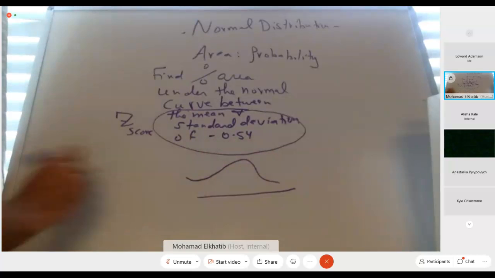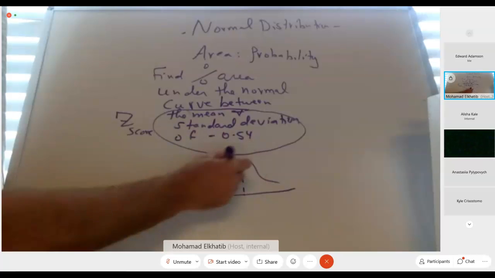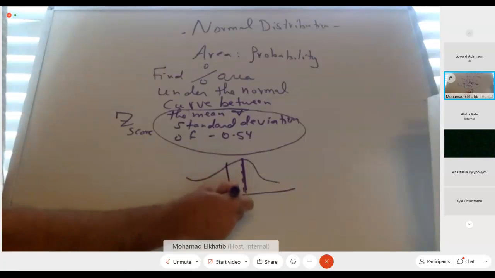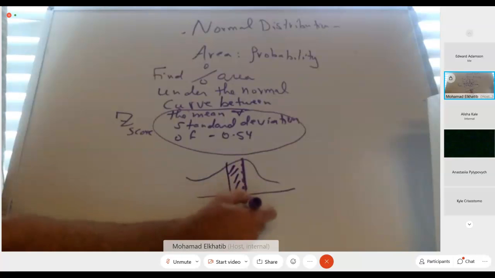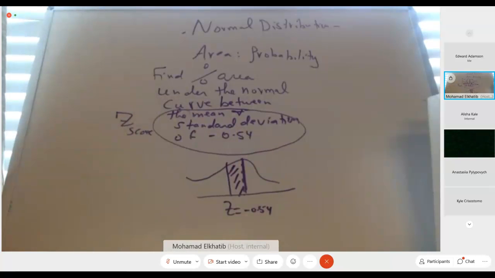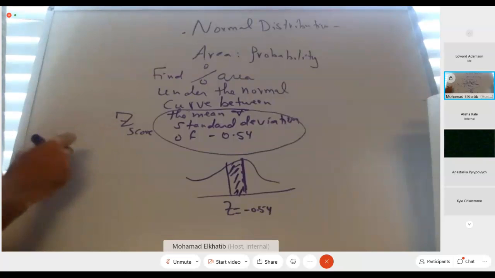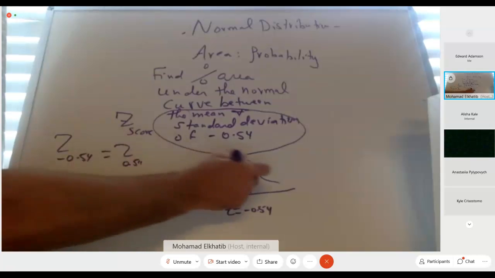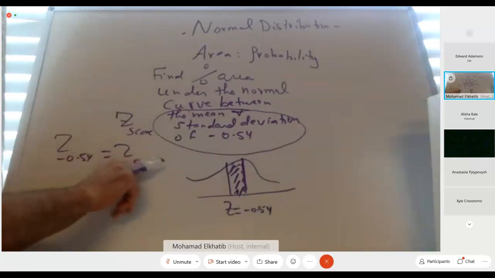So here's my normal distribution curve, right? Z is 0 over here, right? This is the mean at the peak. Where is negative 0.54? Right here. So I'm talking about this area because Z is negative over here, remember, on the left side of it. So how can I find that area or the probability? Now remember, when the Z is negative 0.54, it's the same thing as the Z positive 0.54 because they're symmetric.